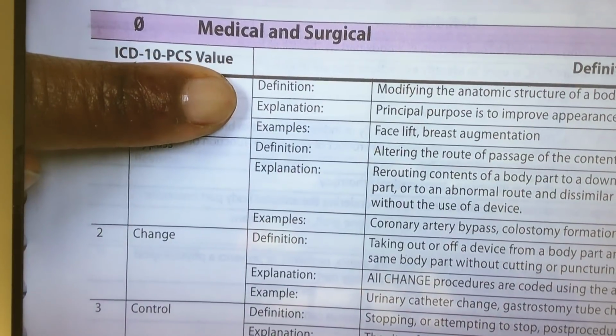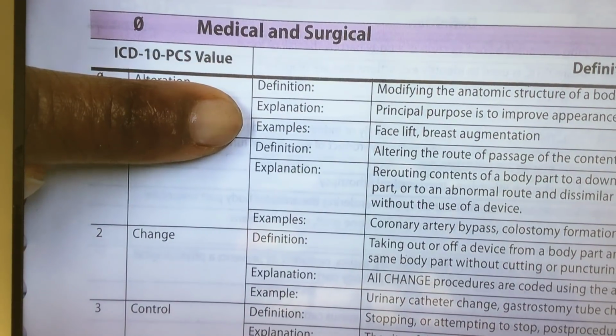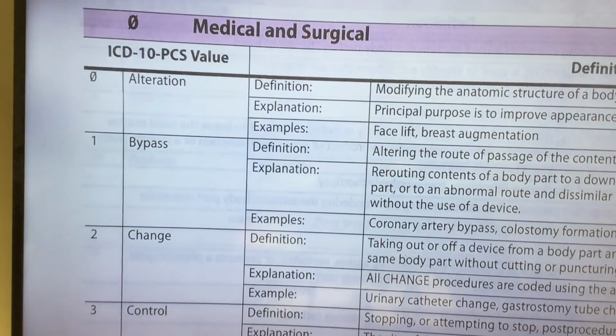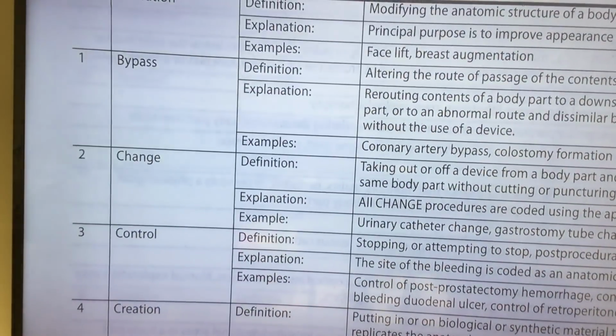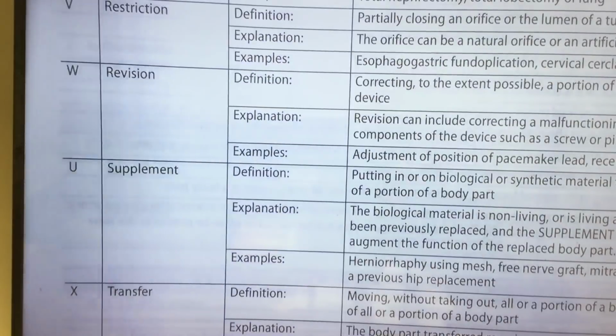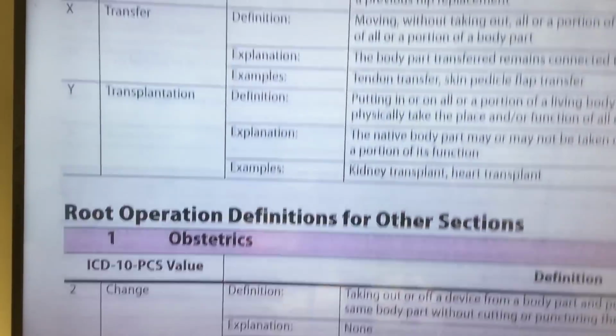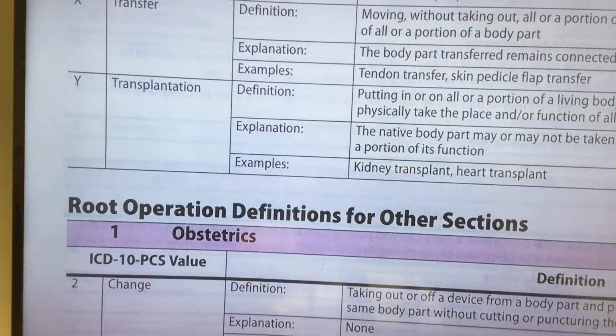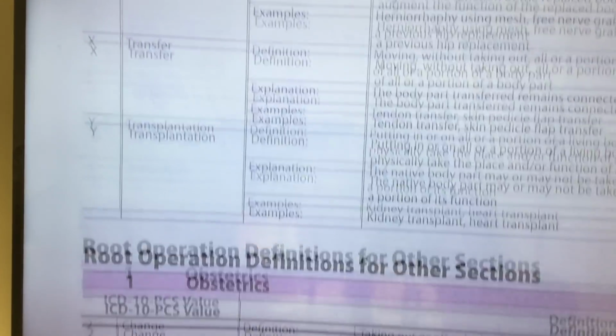So you have the definition, the explanation, and the examples, okay? All of this is about alteration. So Appendix B goes through all 31 root operations for the medical and surgical section. After that, it goes into root operations for other sections. In your course, you're going to spend most of your time on medical and surgical, and that's why I said it's critical that you learn the definitions of the root operations for medical and surgical.